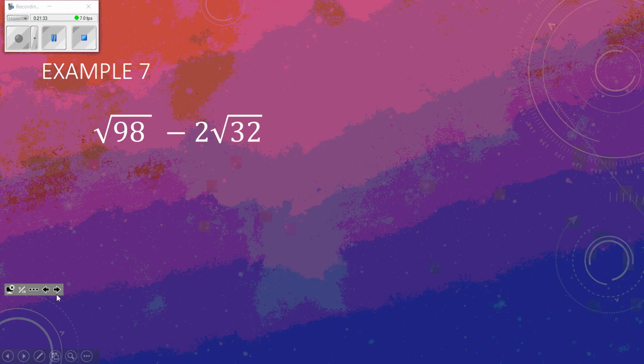So what do you think we could do with the square root of 98? We could try to simplify it. Yeah, so go ahead and simplify the square root of 98 and the square root of 32 and see then if your radicals match.